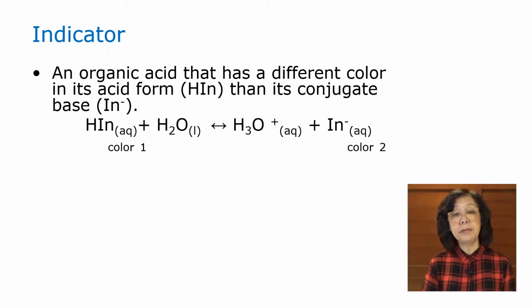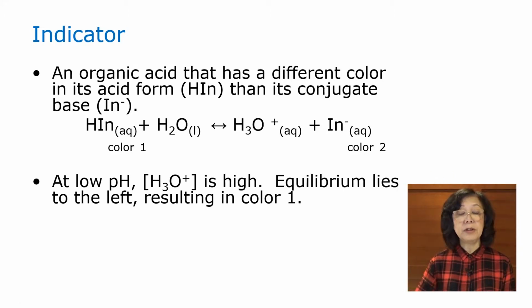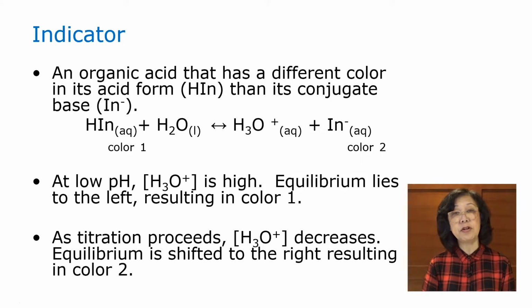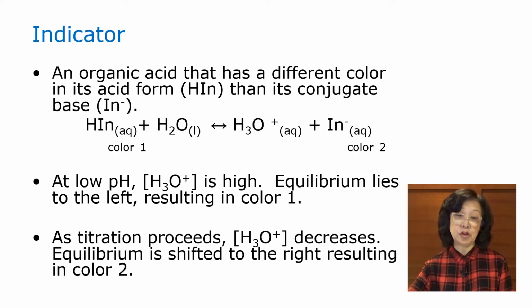So at equilibrium, the HIN reacts with water to form hydronium ion and the IN- ion. Now it will be a different color for the HIN than the IN-. When the pH is low, that means the hydronium ion concentration is high. Equilibrium lies to the left by Le Chatelier's principle, resulting in color 1 in the acidic region. And when the titration goes on, the hydrogen ion is decreasing and equilibrium is shifted to the right, resulting in the color 2 of the basic region.